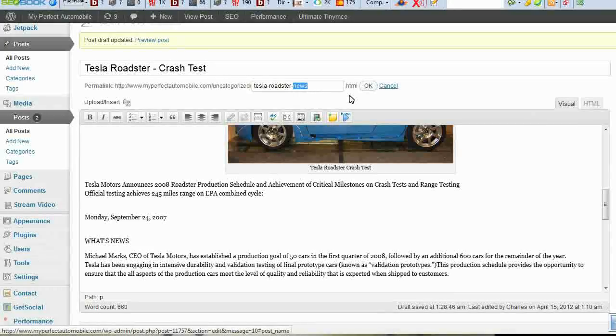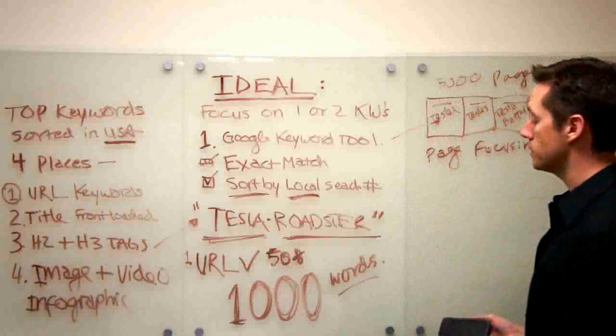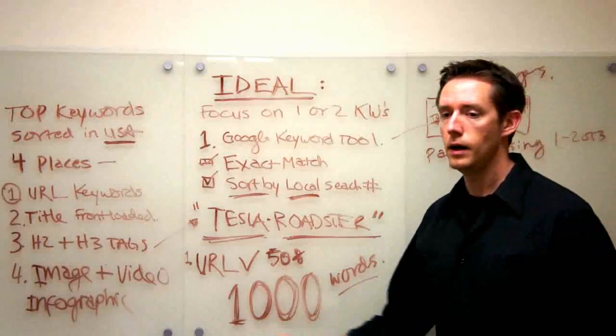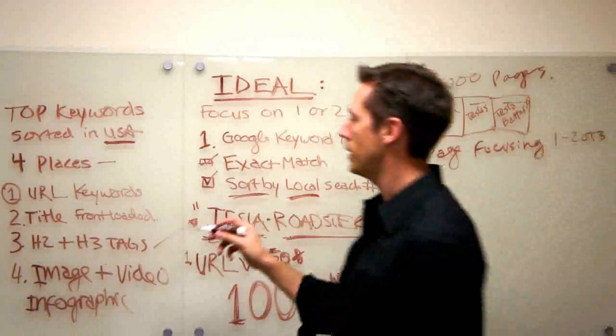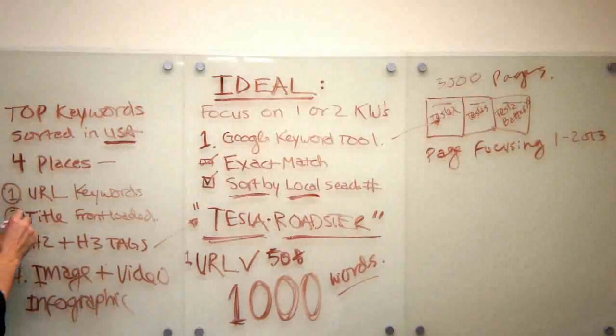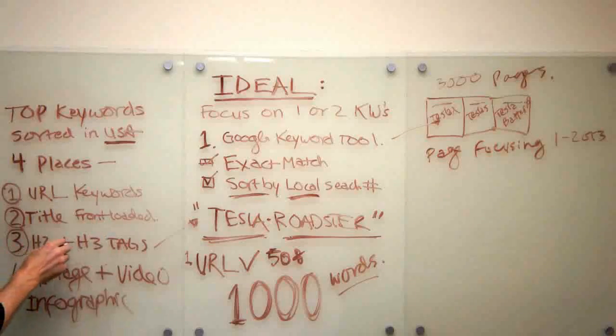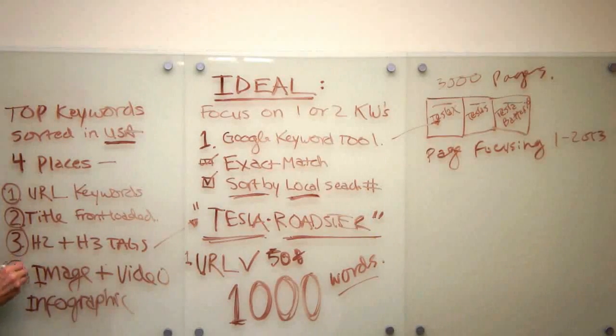We add all these points to every single article. We can just go through, and that's probably what I'll do, is go through each of these, add the keyword to the URL, make sure it's front loaded, add an H2 and H3 tag, add an image, video, and an infographic.